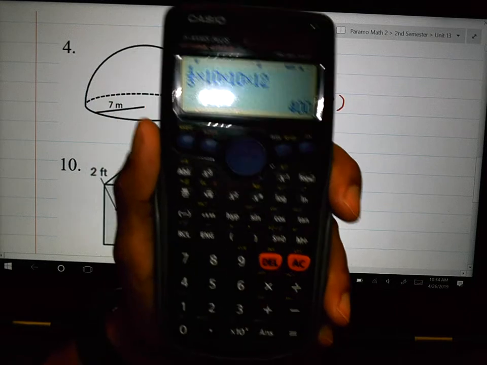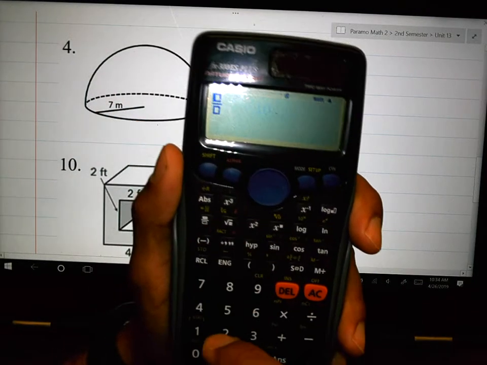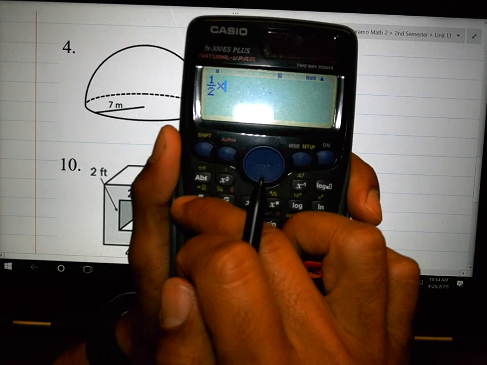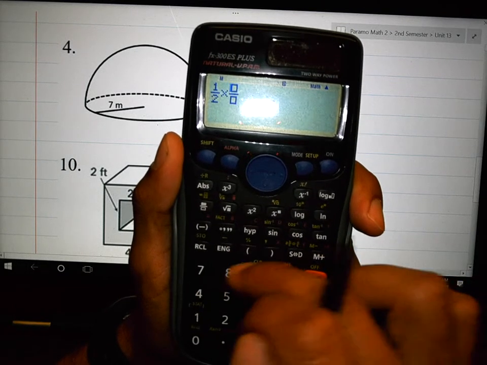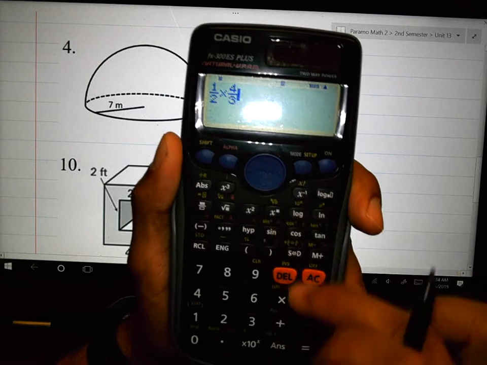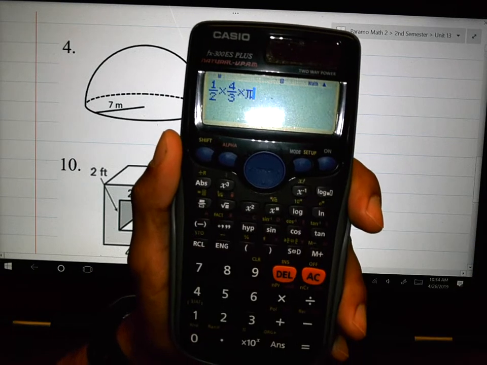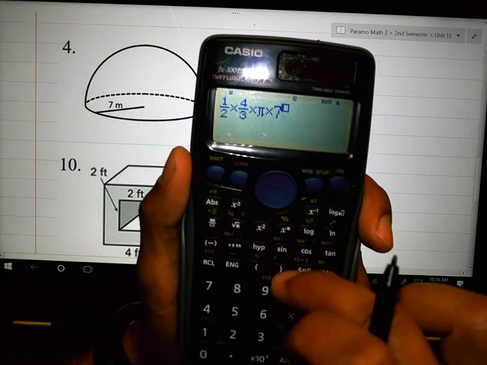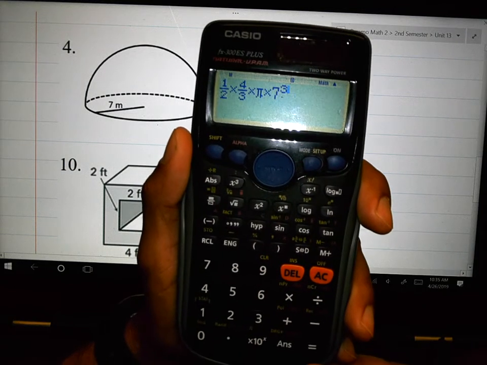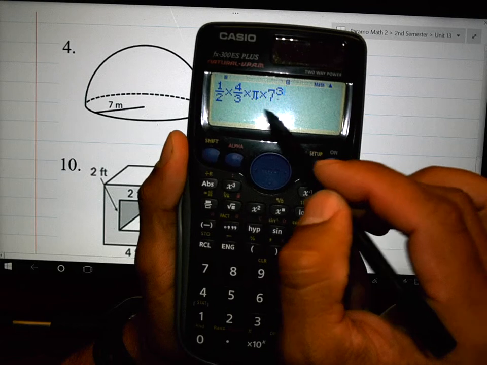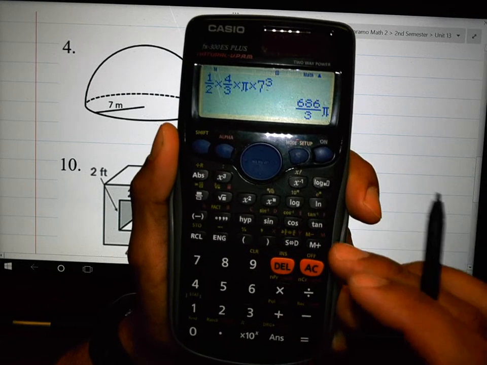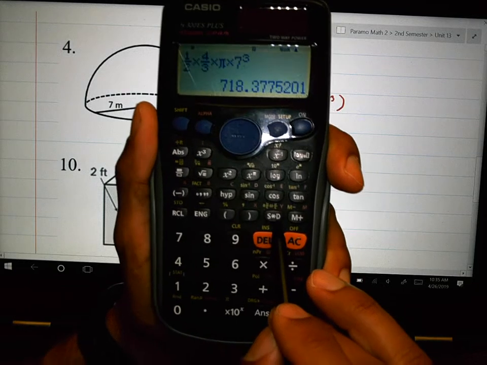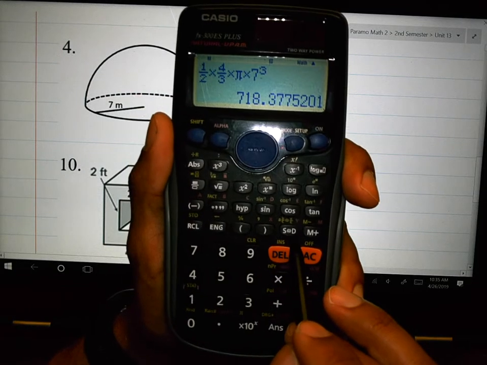I understand your pain. I feel it. 1/2 times fraction button. Oh, too many fractions. 4/3 times shift pi. 1/2 times 4/3 times pi times 7 to the third power. That's what I love about these calculators. They have the fractions, they have the pi buttons, and then sometimes you have to switch it to a decimal anyway. So I'm using that SD button to the nearest tenth.